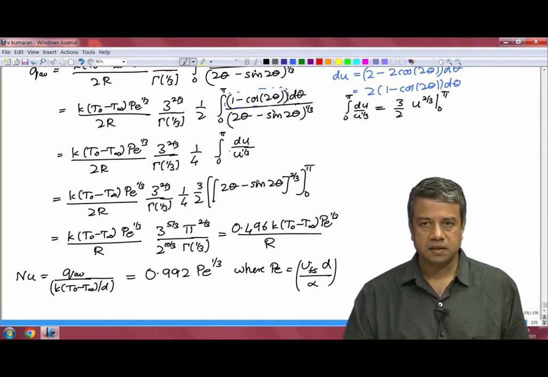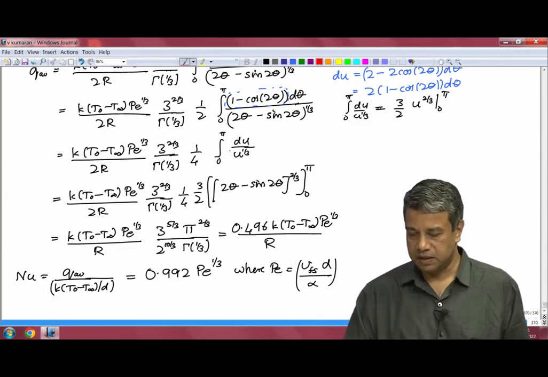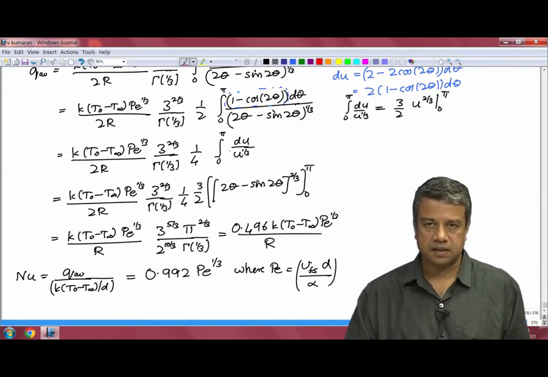How can this be extended for a general flow past a surface where the effect of the temperature disturbance is restricted to a thin region close to the surface? This I will discuss in the next lecture. I will see you then.